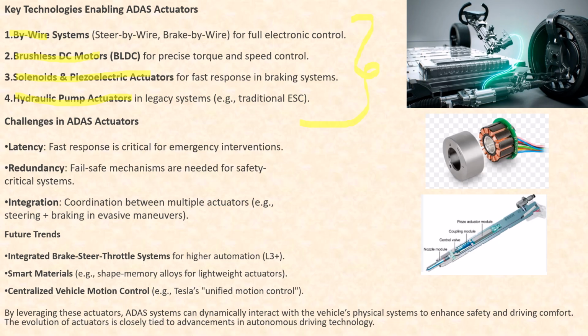Alright, now what are the various challenges that these actuators are facing? First is the latency. Fast response time is critical for emergency interventions. So the requirement of the actuator should be, it should be able to respond as fast as possible, sometimes even faster than what a human being can even think. So that's the reason why it should have as little latency as possible. Next is the redundancy. Fail-safe mechanisms are needed for safety critical systems. So suppose one actuator fails, there should be some fail-safe mechanism to fall back.